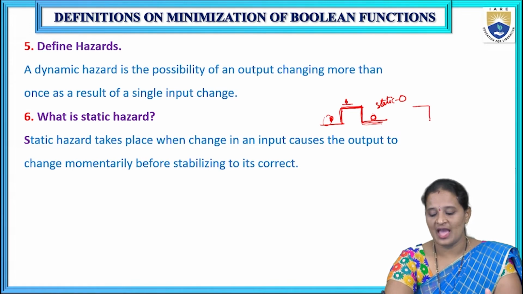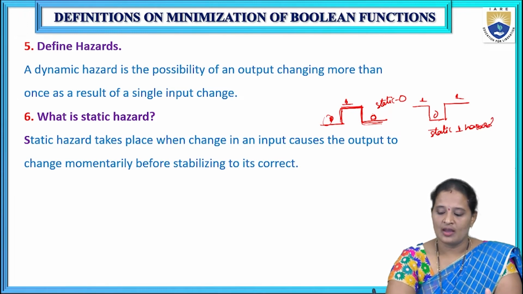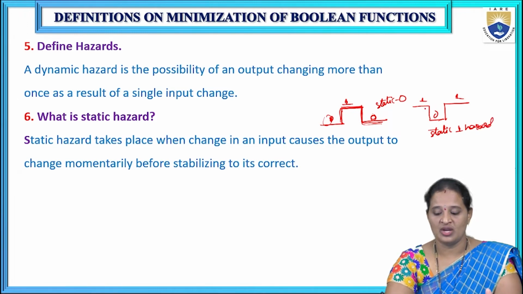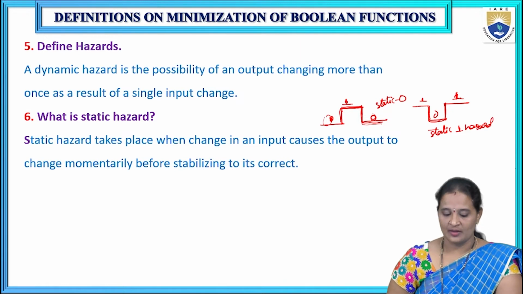And we can have one more type of static hazard. This is another type of hazard, 0, 1. This type of hazard is known as static 1 hazard. What is this one actually? Even for the changes in the input, the output has to remain in the logic 1 state, but momentarily it goes to logic 0. So this is called static 0 and static 1 hazard.